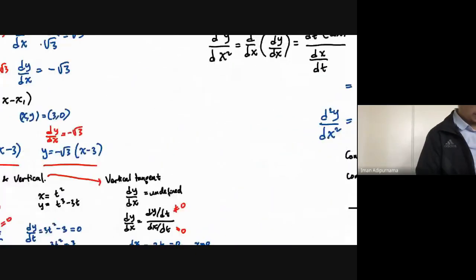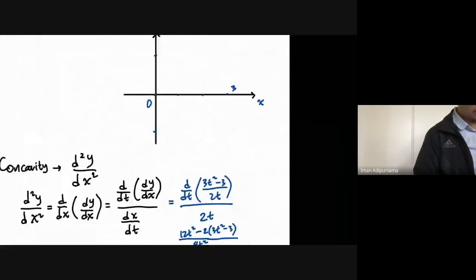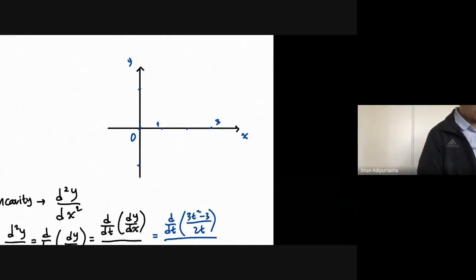So let's check all the information. So this horizontal is x equal 1. So let me write here 1. And this is 2. This is negative 2. So we have here the vertical tangent here. And this point will be (3, 0). We have 2 tangents here, right? One is here, one is here. Let me use the other color. This is t equal minus 1, t equal 1, and t equals 0 here.